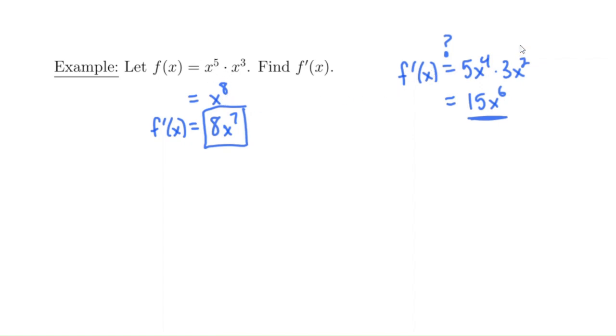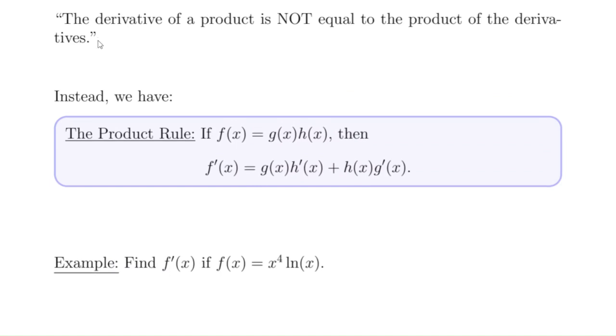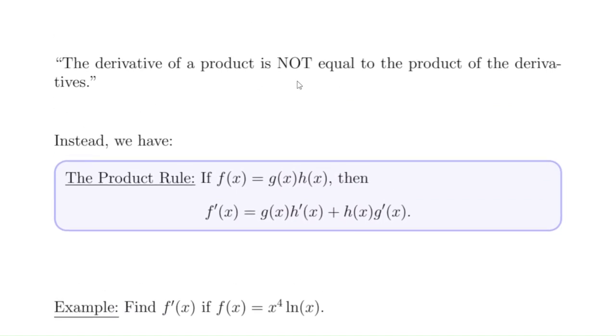So it turns out that this process of doing a derivative of a product by doing the product of the derivatives, that's an incorrect process. Okay, that doesn't work. So this is incorrect here. So how can we do the derivative of a product? So again, the derivative of a product is not equal to the product of the derivatives. So instead, we have this product rule.